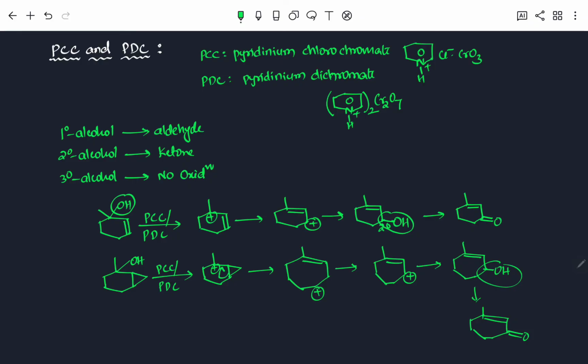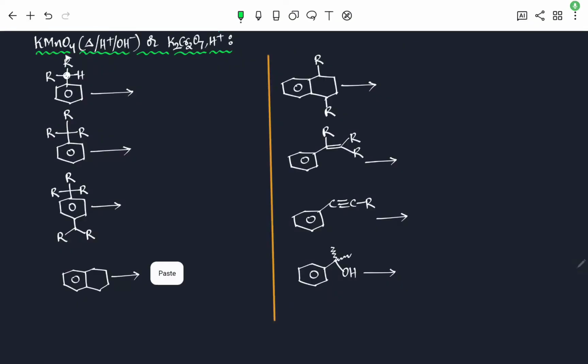Primary alcohol gives aldehyde, secondary alcohol gives ketone, tertiary alcohol no oxidation. But if the tertiary alcohol is an allylic alcohol, it undergoes isomerization, converts into secondary alcohol, and finally gives ketone. Now, potassium permanganate, heat, H plus or OH minus, or potassium dichromate in acidic medium.